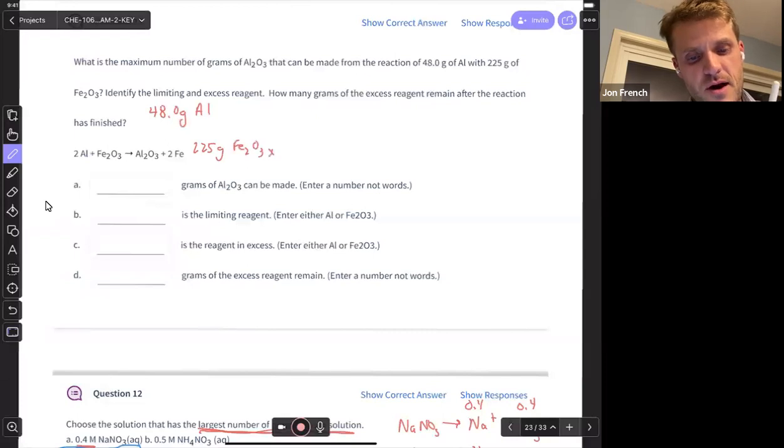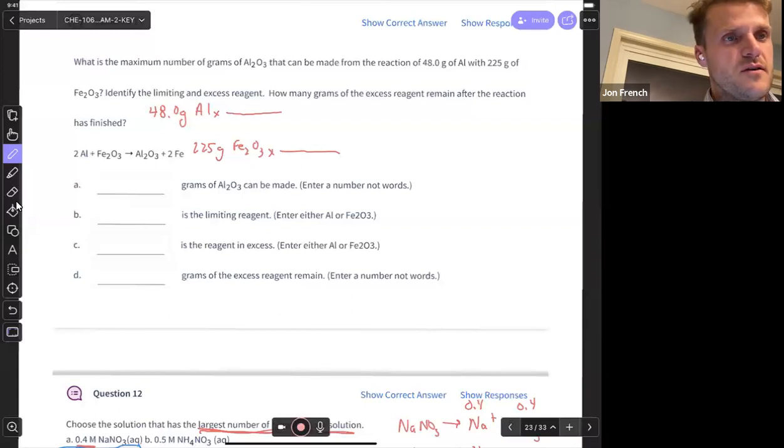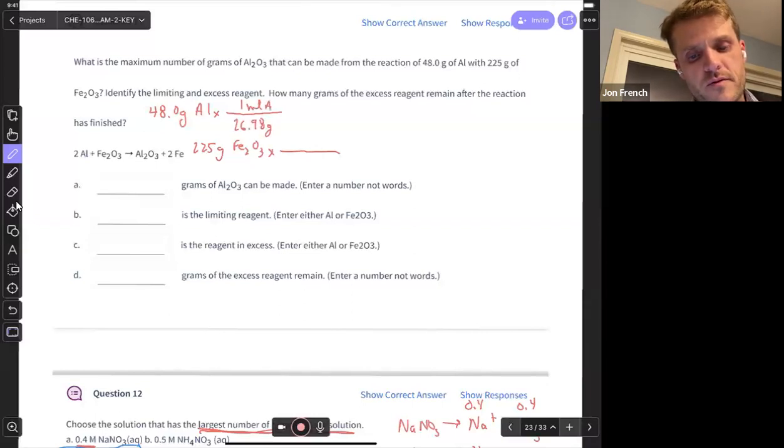So MK went to the periodic table and looked up the molar masses of each of these for us. And so what do we have, MK, for our molar mass? 26.98 grams for 1 mole of aluminum. And 1 mole of iron oxide is, what, like 150 something? 159.6. Because I can't do anything with grams other than to find moles. So 48 divided by 26.98, I've got 1.77 moles of aluminum.